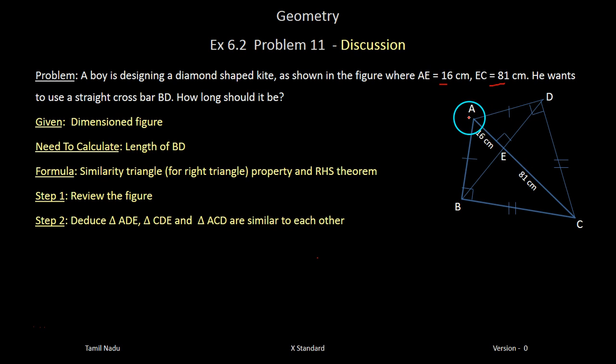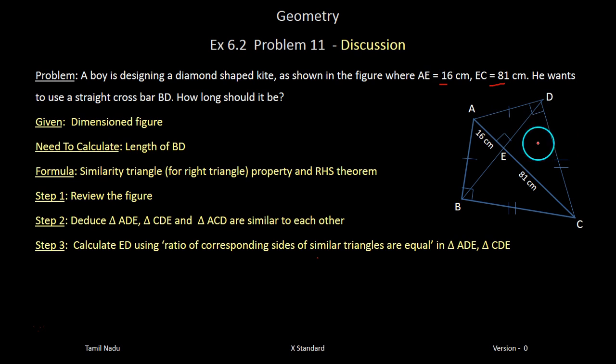Now, first, we'll have to deduce or prove that the three triangles ADE, CDE and ACD are all similar to each other. That is what I was saying: whenever you draw a perpendicular line from the vertex to the hypotenuse opposite to the right angle, it divides the original right triangle into two similar triangles, and all three are similar to each other. Then calculate ED. Using the similarity property, you will be able to calculate ED.